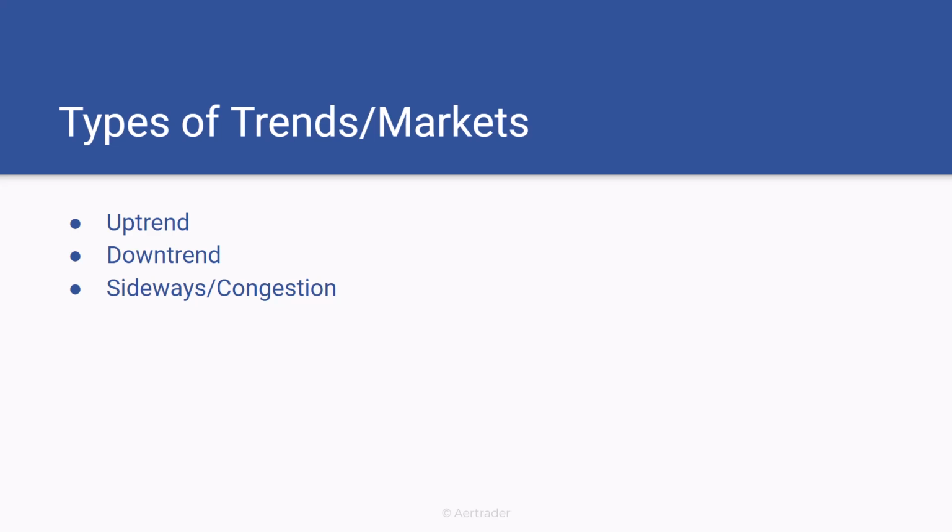Understanding the type of trend that is currently present in the market is important for traders and investors, as it can inform their decision-making process. For example, traders may want to avoid taking long positions in a downtrend or short positions in an uptrend, while investors may adjust their portfolio allocations based on the prevailing trend.